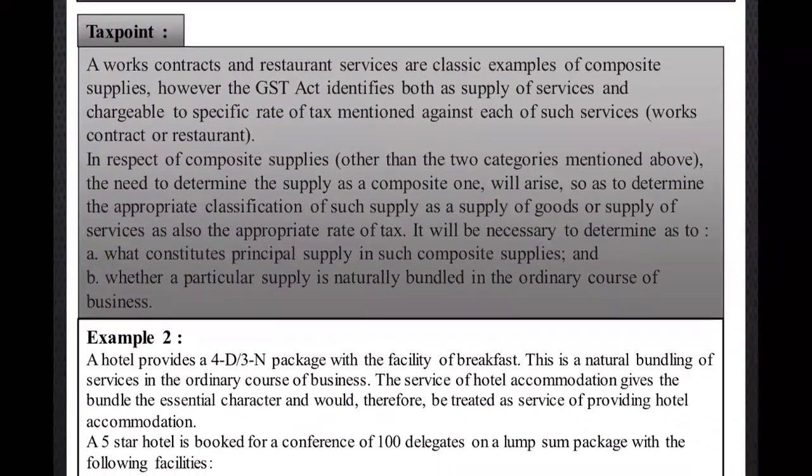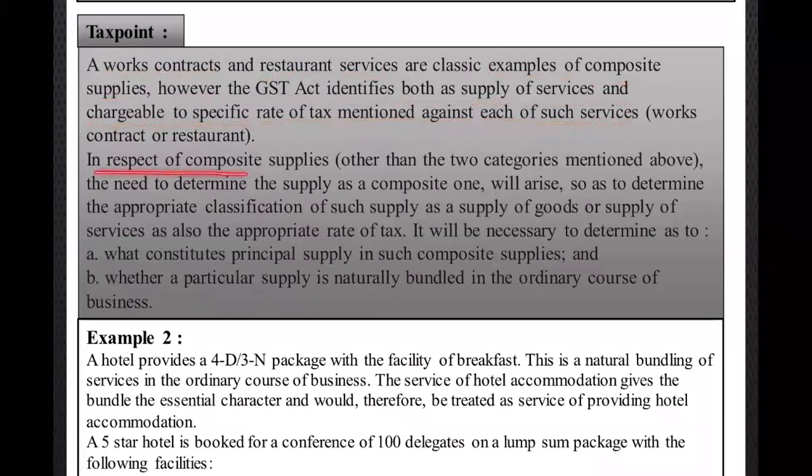Now see, under composite supply, there is a works contract and a restaurant service. A works contract or a restaurant service are classic examples of composite supply. However, the GST Act identifies both as supply of service and chargeable to a specific rate of tax mentioned for each of these services.